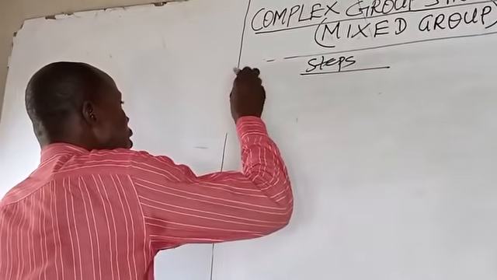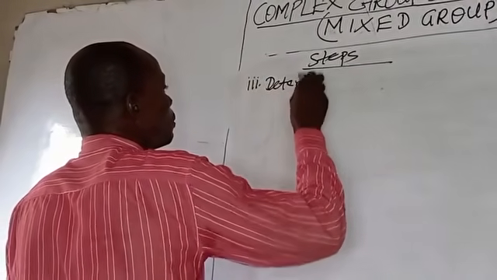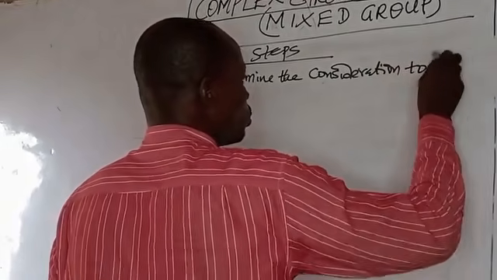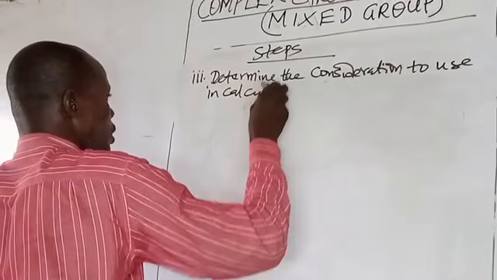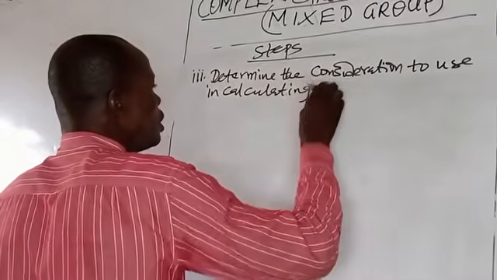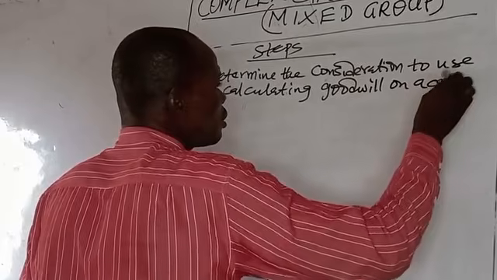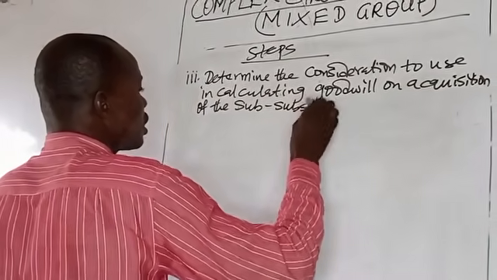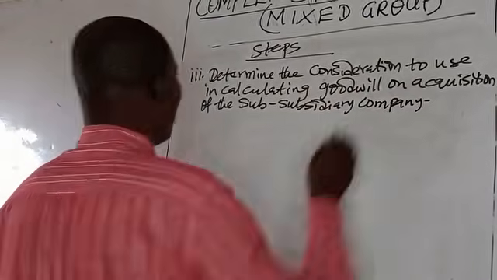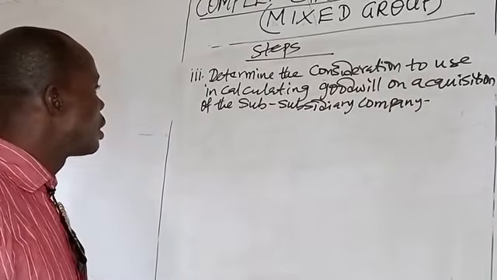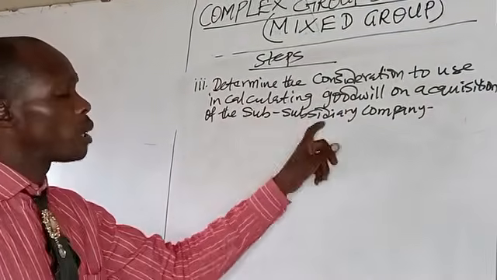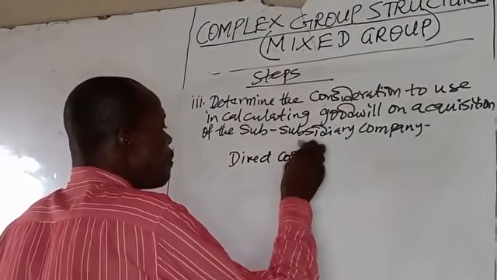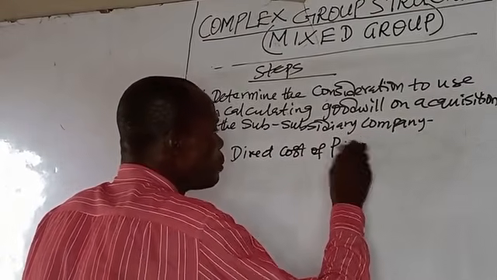Step 3. Determine the consideration to use in calculating goodwill on acquisition of the subsidiary company. To determine that consideration, you have the direct cost of the parent in the subsidiary.